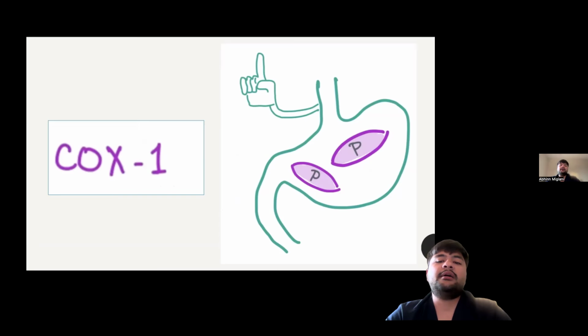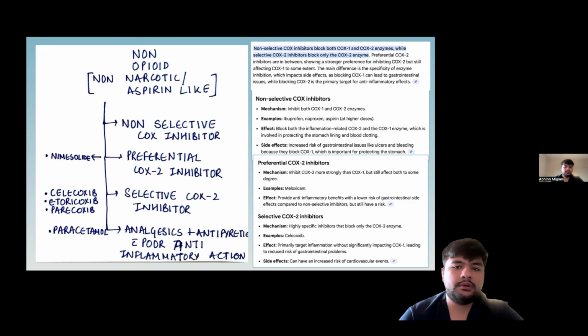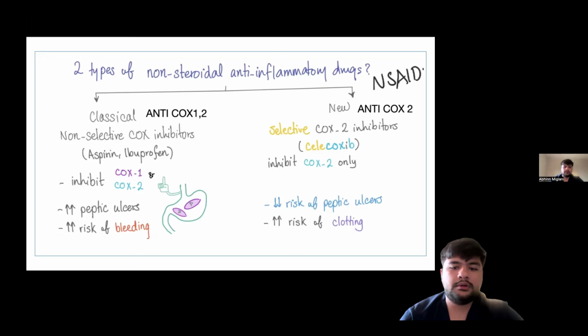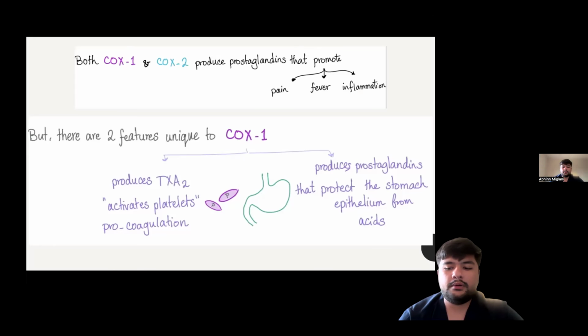Here is an easy diagram for how we can remember COX-1. First of all, I am showing a finger here. Let me make a pointer. Let me take out a pointer from here first. Wait. Oh, I'm so sorry. Pointer is not available at the moment.